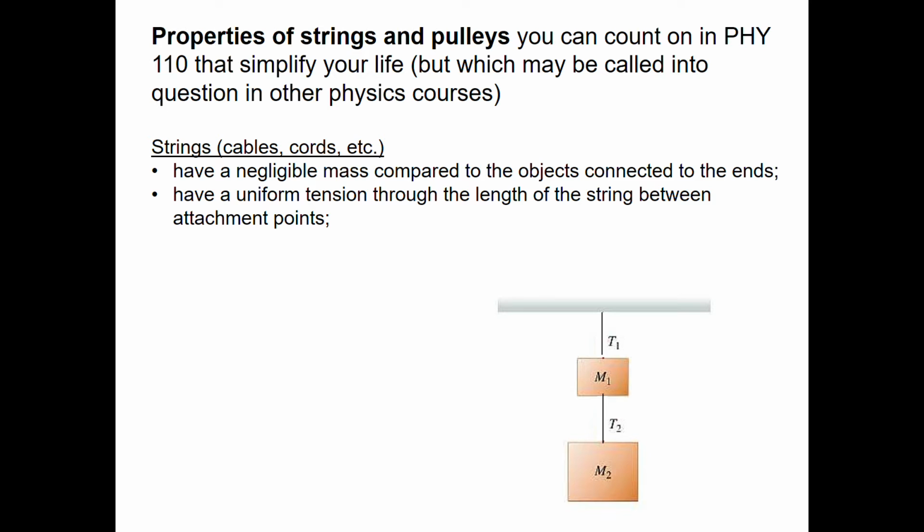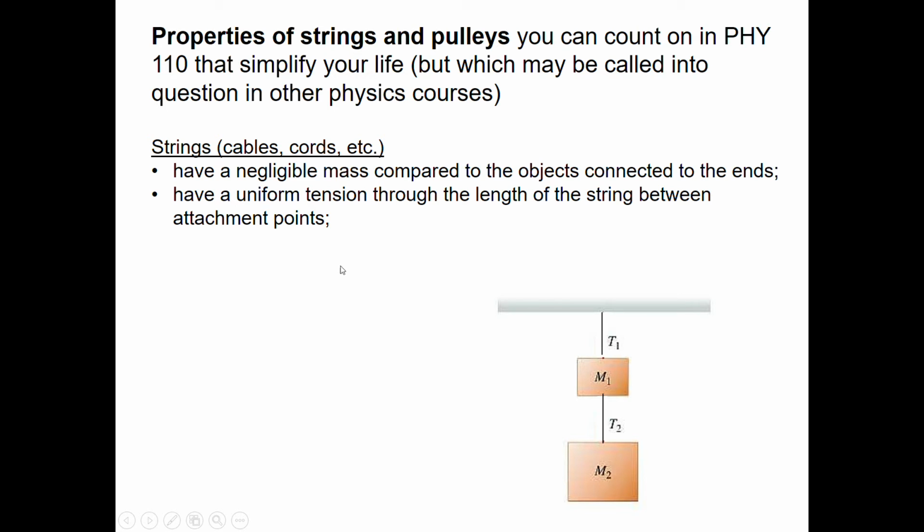That's an idealization. The second property is that they have a uniform tension through the length of the string between the attachment points. In other words, you have an intuitive sense, I hope, that tension means how taut the string is. The more taut it is, the more you're pulling on the ends, the higher the tension. Well, if I had a really heavy cable that I hung from the ceiling, the tension would be very small at the end of the cable, but it would actually get bigger and bigger as I went up in the cable because there's more cable hanging from the bottom of it pulling down, so it's got to pull upward more.